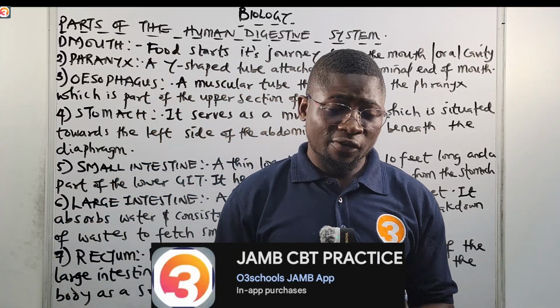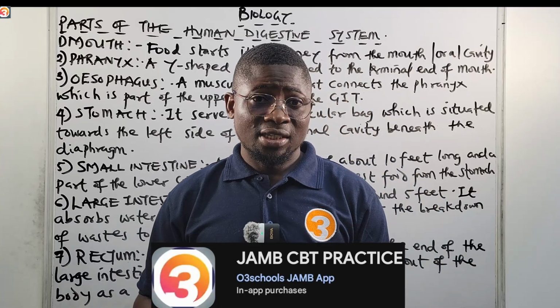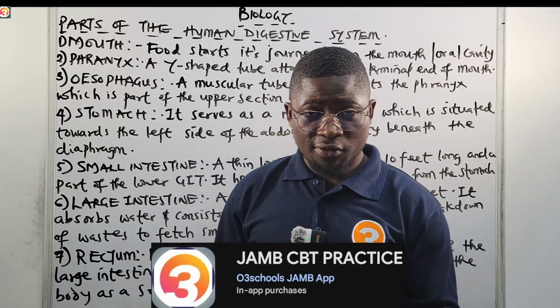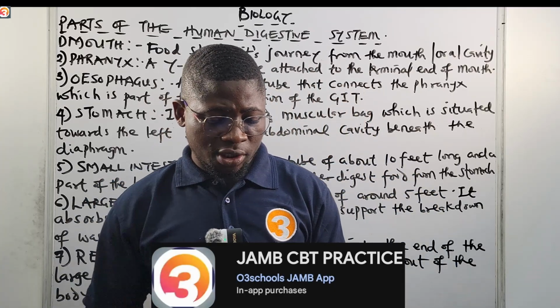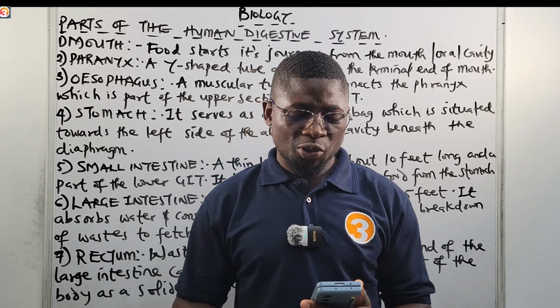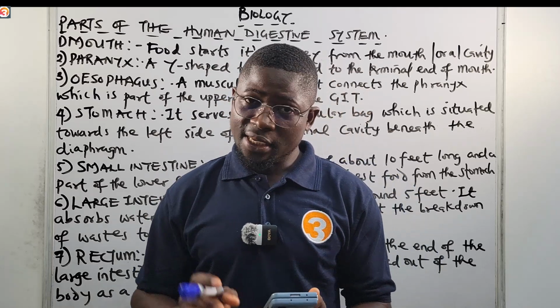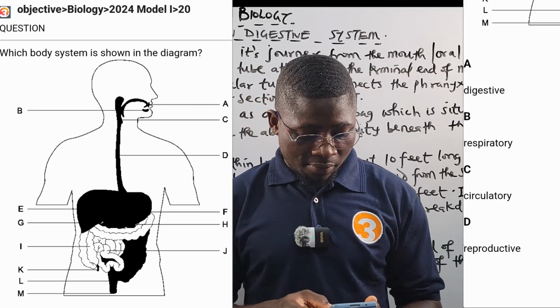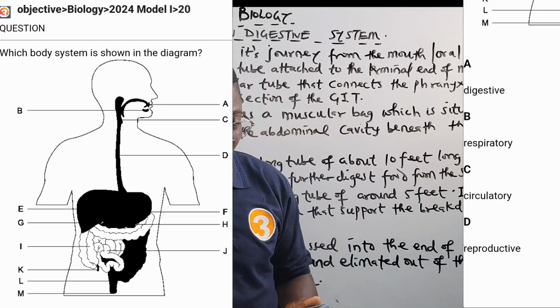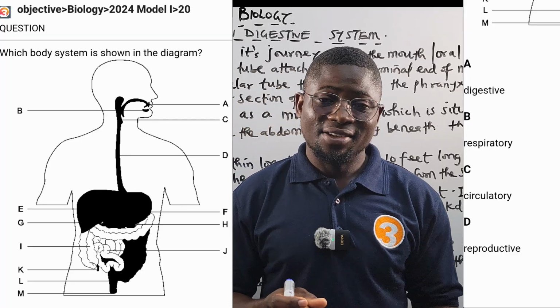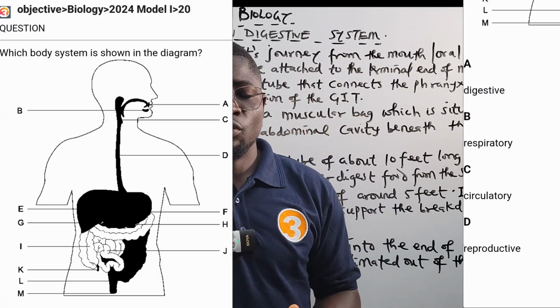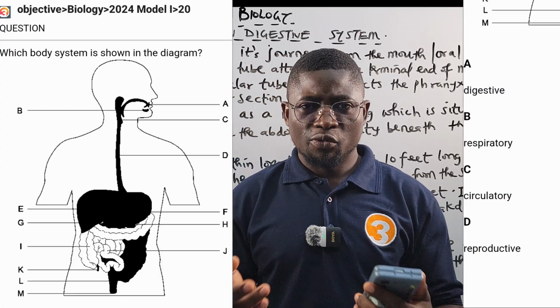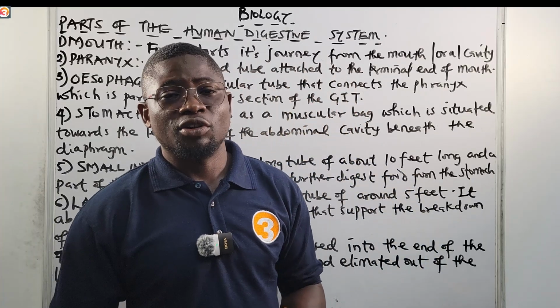Let us see a question from the app. This is a 2024 JAMB past question from the application. They say, which body system is shown in the diagram? We are given a diagram which is being shown on the screen right now. A says digestive, B says respiratory, C says circulatory, D says reproductive. We will come back to this question and many more at the end of the class and not before.